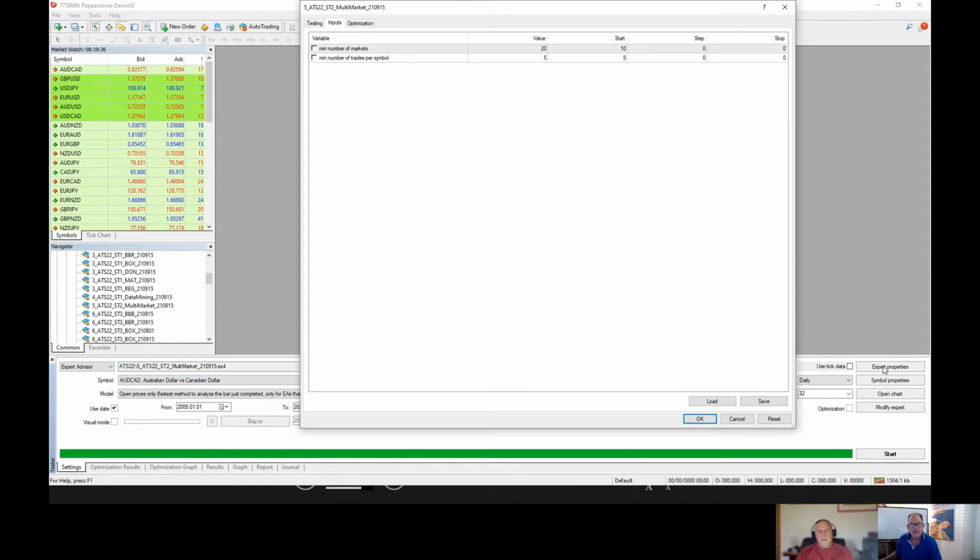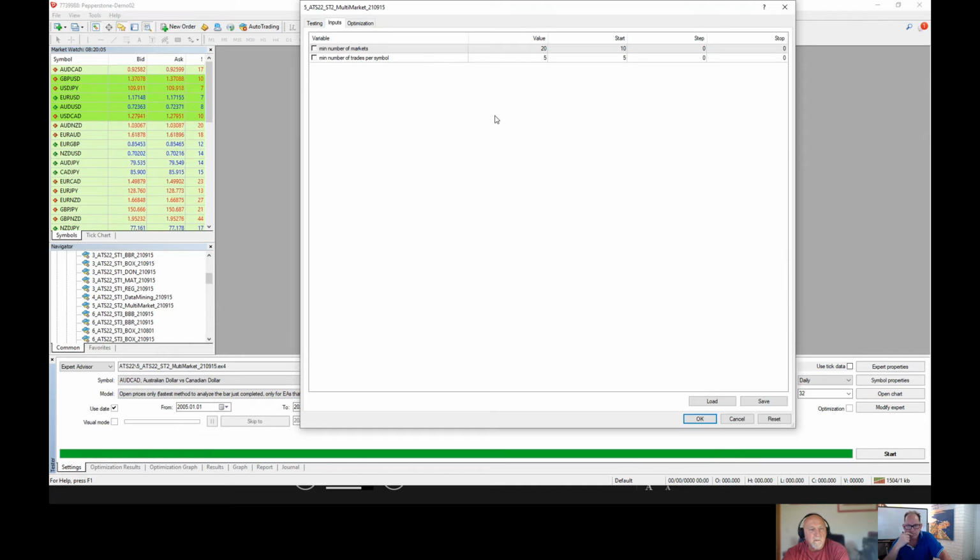So we go into the expert properties, and Fred, just explain what's happening here. Yeah, you've got a choice here of a couple of parameters. One is the minimum number of markets that you'd be interested in. If you've got potentially 40 markets, for example, that you're trying to rank, you might decide that you need at least half of those to feature in this test, or that you're not interested in them, and so you would set that to 20.